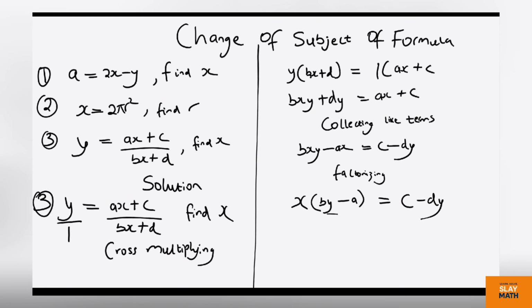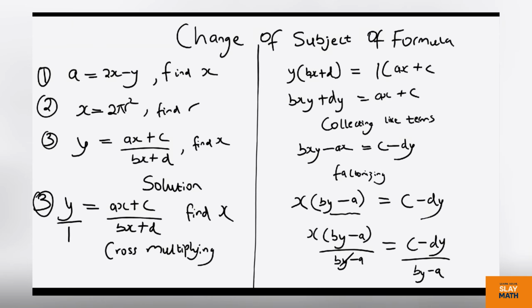So what do we do next? We've been able to separate x to an extent, but x still has the coefficient of by minus a, and we want to find x as a standalone, like I mentioned initially. So the best thing to do now is to divide both sides of the equation by the coefficient of x. The coefficient of x here is by minus a, so we're going to have x into bracket by minus a over by minus a equal to c minus dy over by minus a.